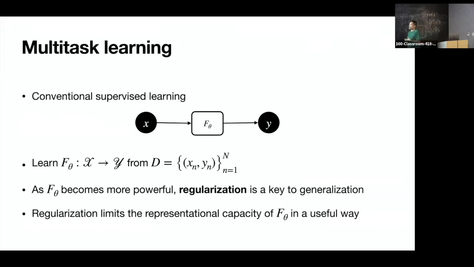In conventional supervised learning, our goal is to build a system, f of theta, that takes as input some input variable x, and tries to predict what kind of category the input belongs to. And how we are going to learn this multitask learner, sorry about that, the supervised learner, is to use data.